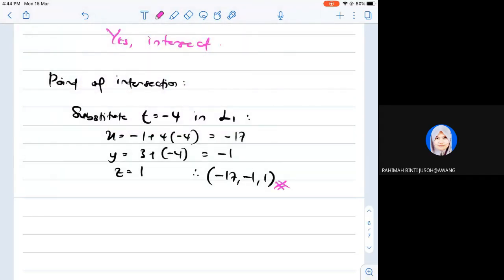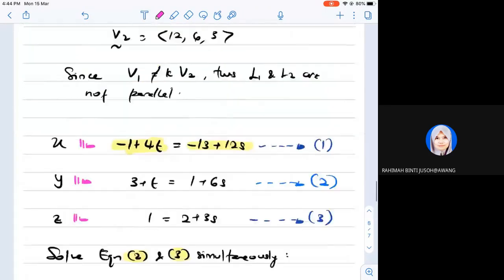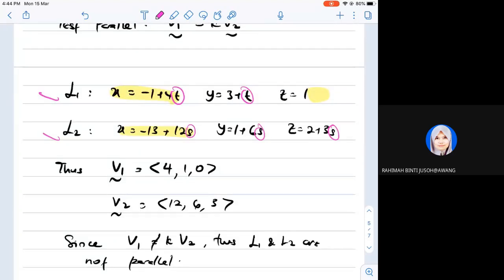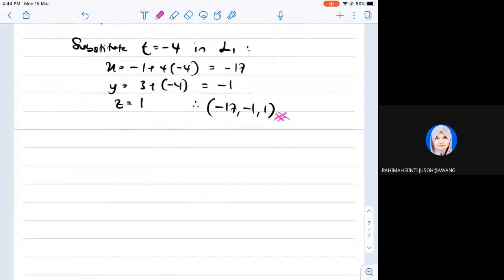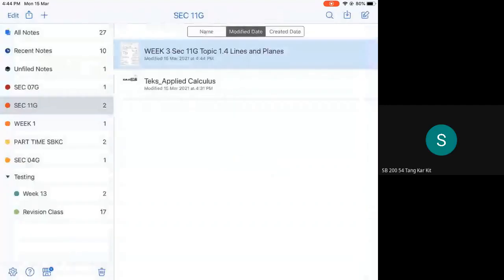Okay. If you want to substitute into S, that's also possible. If you substitute S equals to negative 1 over 3, isn't it? If you substitute negative 1 over 3 into L2, it's the same too. You will get the same coordinate, negative 17, negative 1 and 1. So it's up to you which one is easier. In the test later, if it's easier to substitute into L2, then substitute into L2. Both will give you the same answer, don't worry. You can choose whether to substitute T or S. Understand? Yes. Okay.